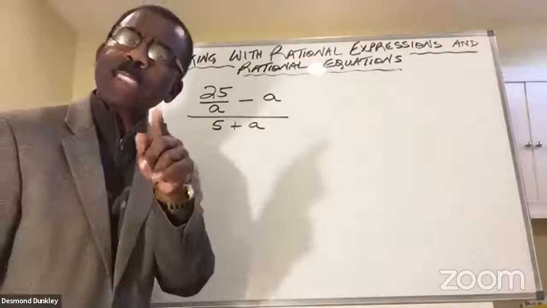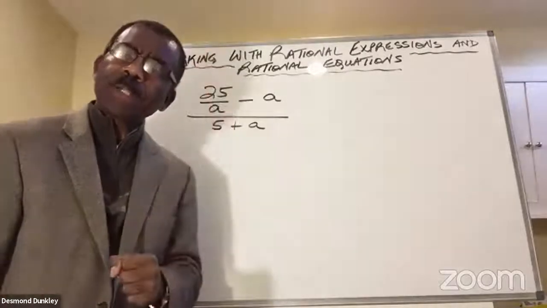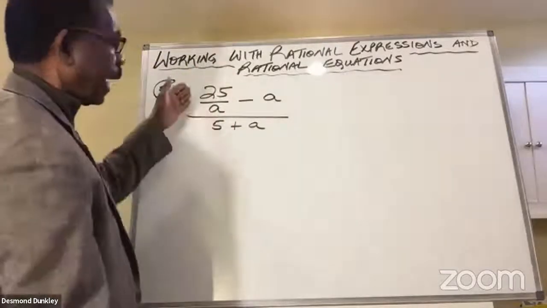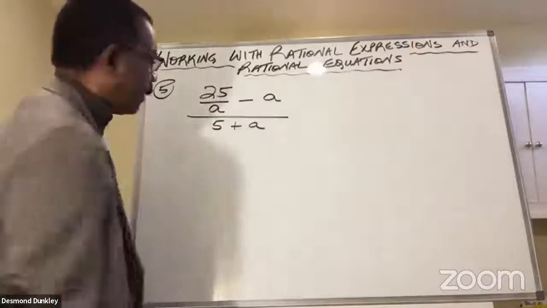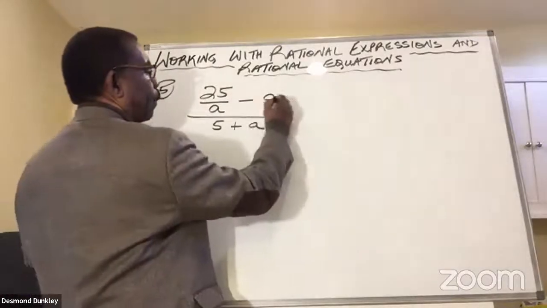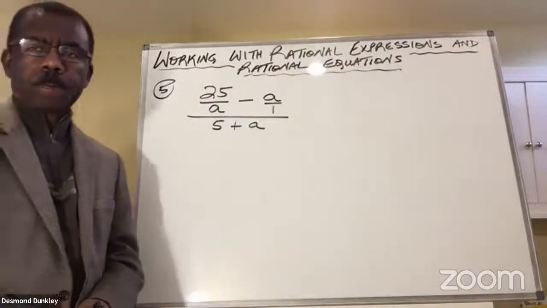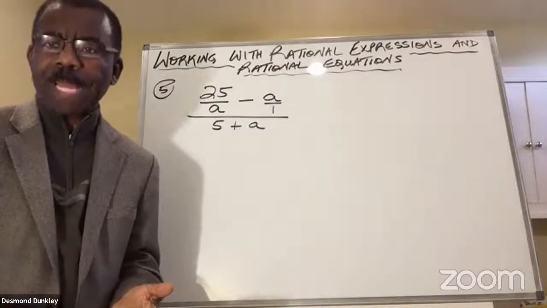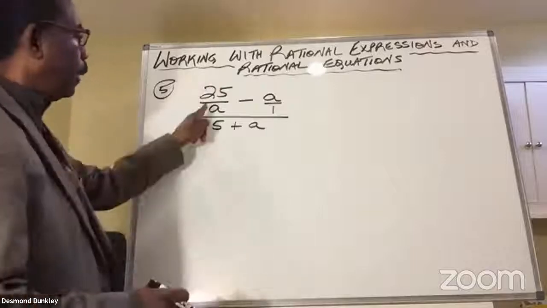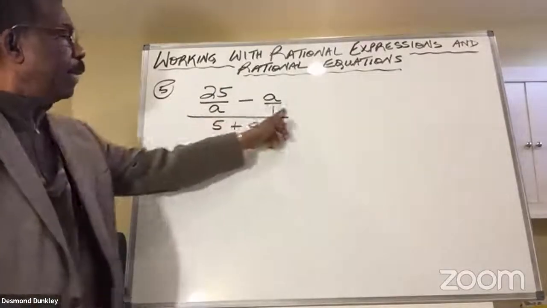In the previous question, we had a fraction on top and a fraction on the bottom. Now we just have a fraction on top. So this looks like it's a little easier. So do we agree that we could put a as a over 1? Dividing by 1 doesn't change the value. It's the same thing. But we do it so we can see our common denominator.